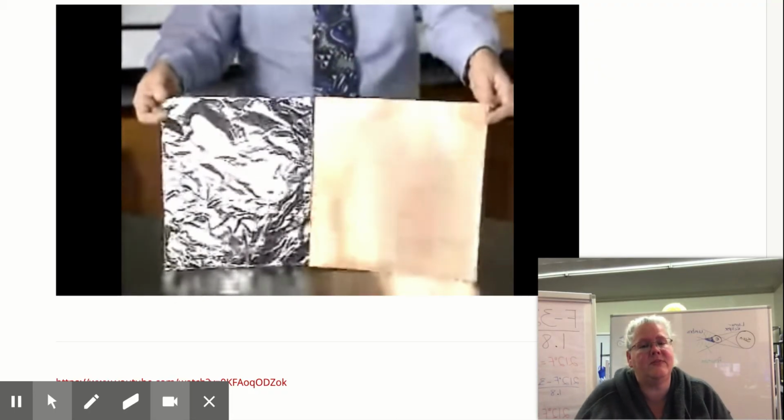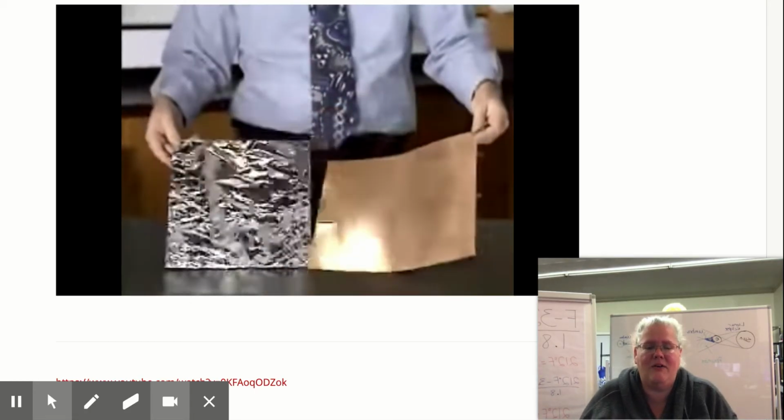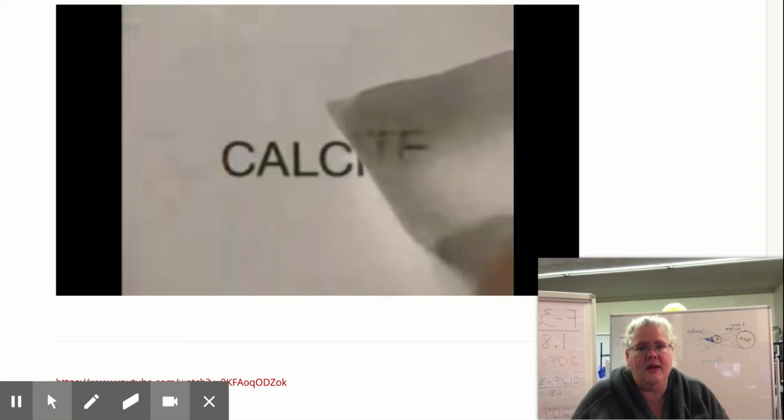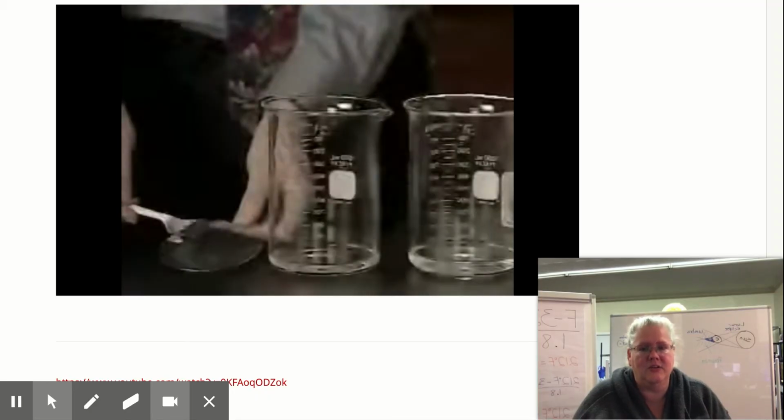You also have reflectivity. In other words, how much light is going to be reflected back off of that surface. Calcite has the ability to refract light when we look for it. It's a very set pattern, so it's angular.